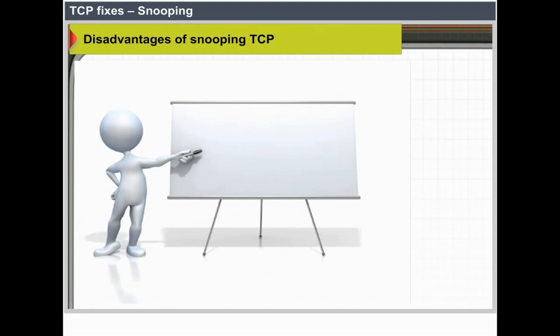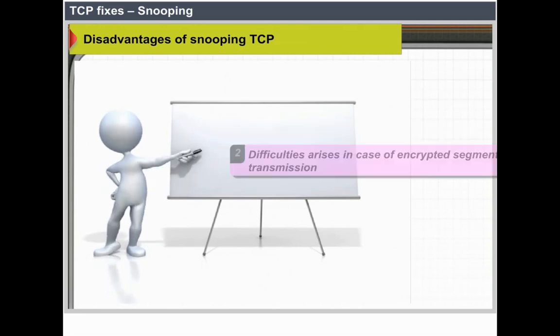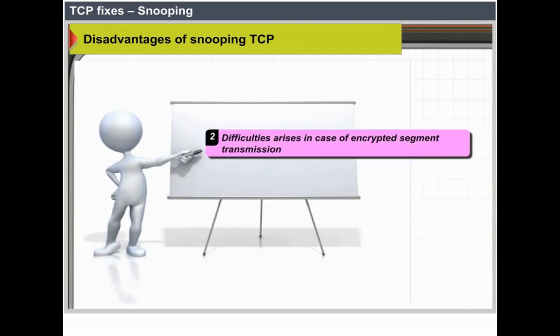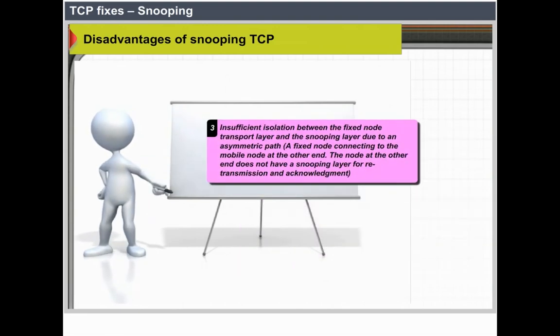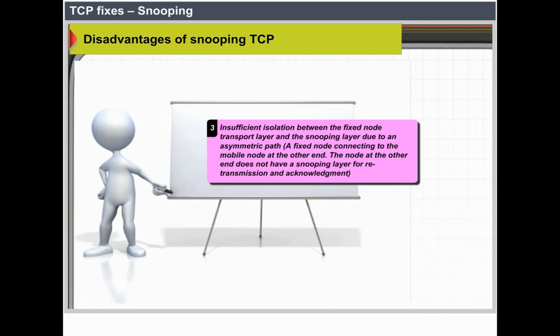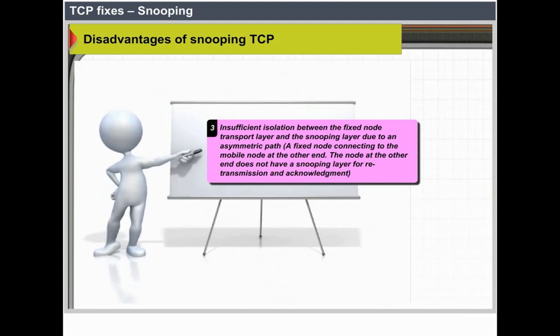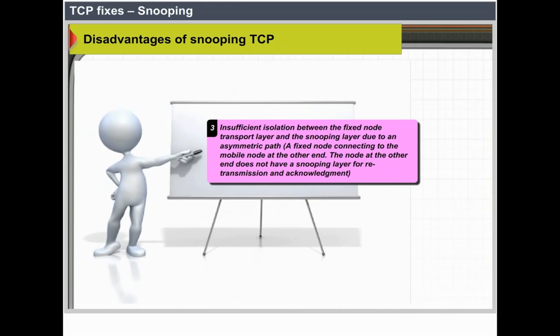Disadvantages of snooping TCP. Security risk involved in snooping. Difficulties in case of encrypted segment transmission. Insufficient isolation between the fixed node transport layer and the snooping layer in case of an asymmetric path, a fixed node connecting to the mobile node at the other end. The node at the other end does not have a snooping layer for retransmission and acknowledgement.